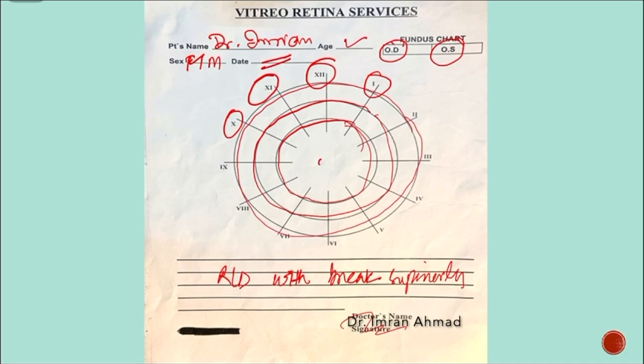The macula is drawn in the center, and the optic disc is on the nasal side of the macula. Again, it depends on whether the right eye is examined or the left eye is examined.